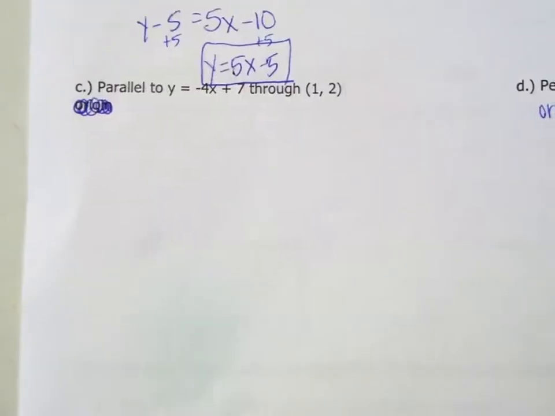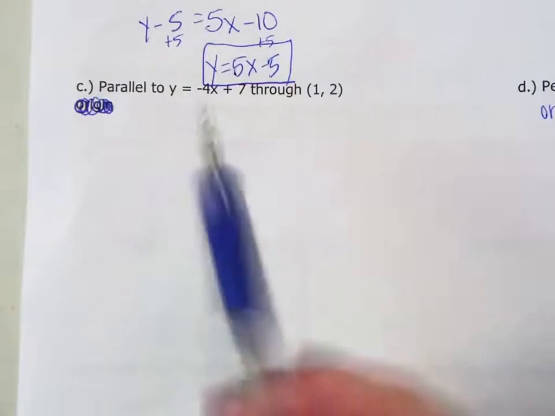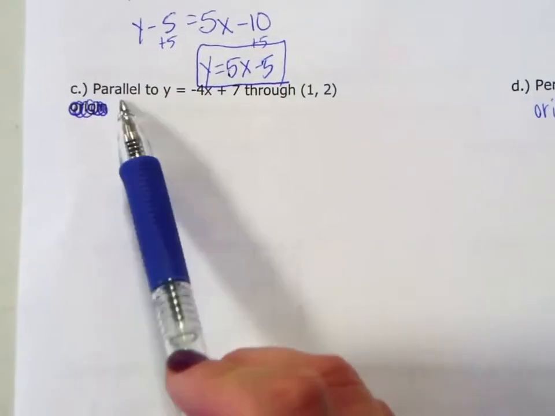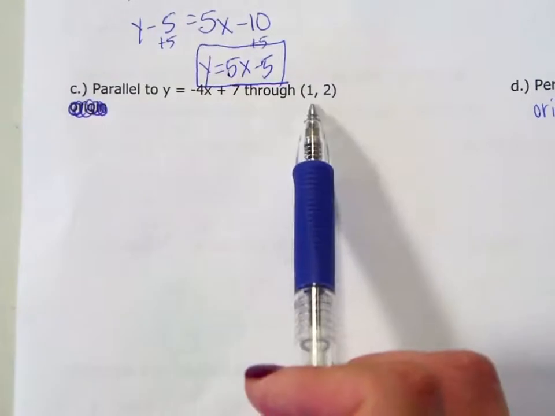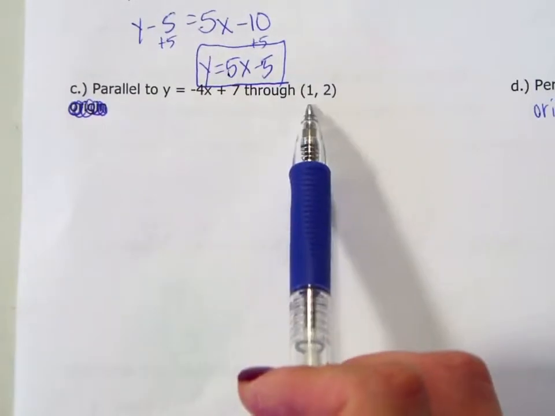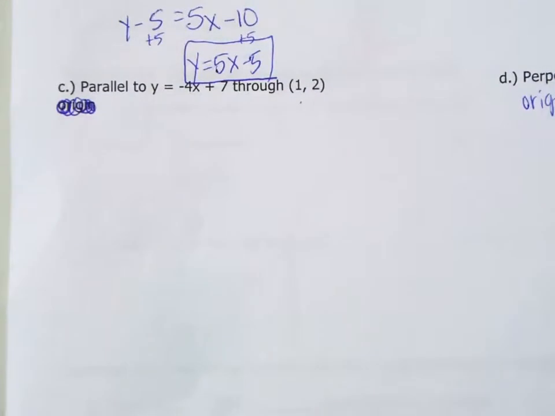I want you guys to take 3 minutes with your table to look at the next example. You are looking to find a line parallel to the given line through the point given. Okay? So take about 3 minutes with your table to look at this example.